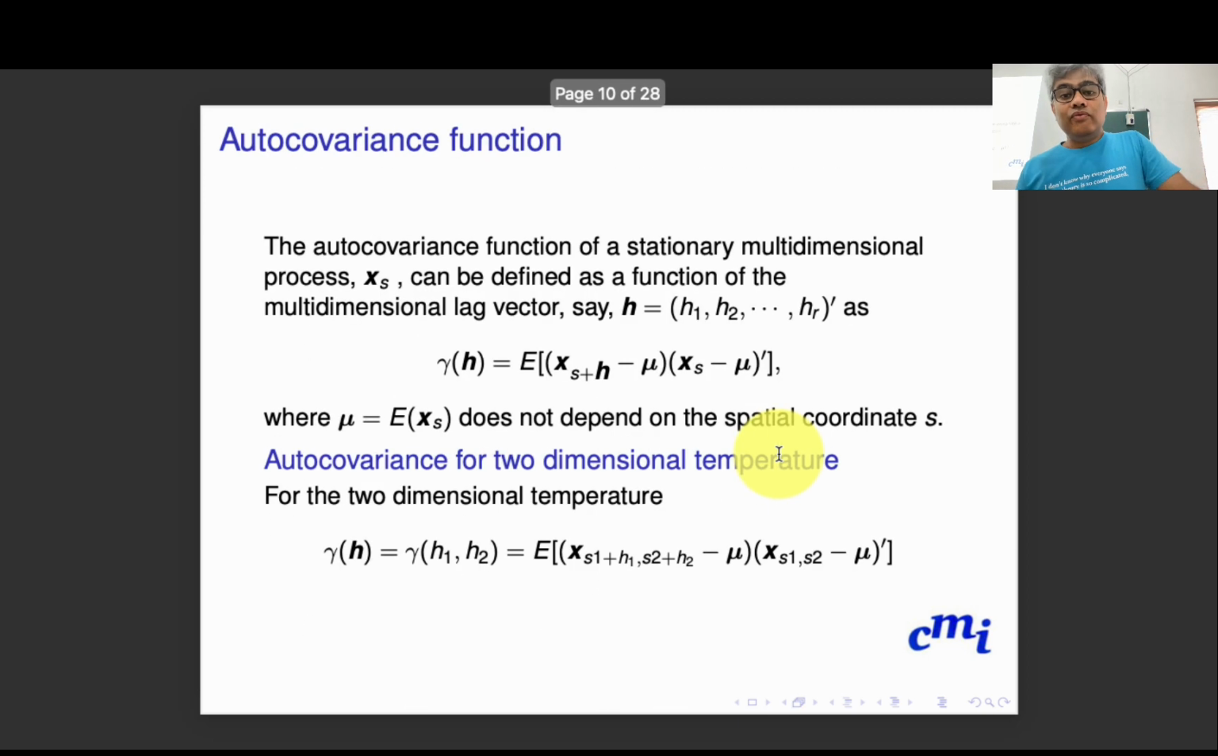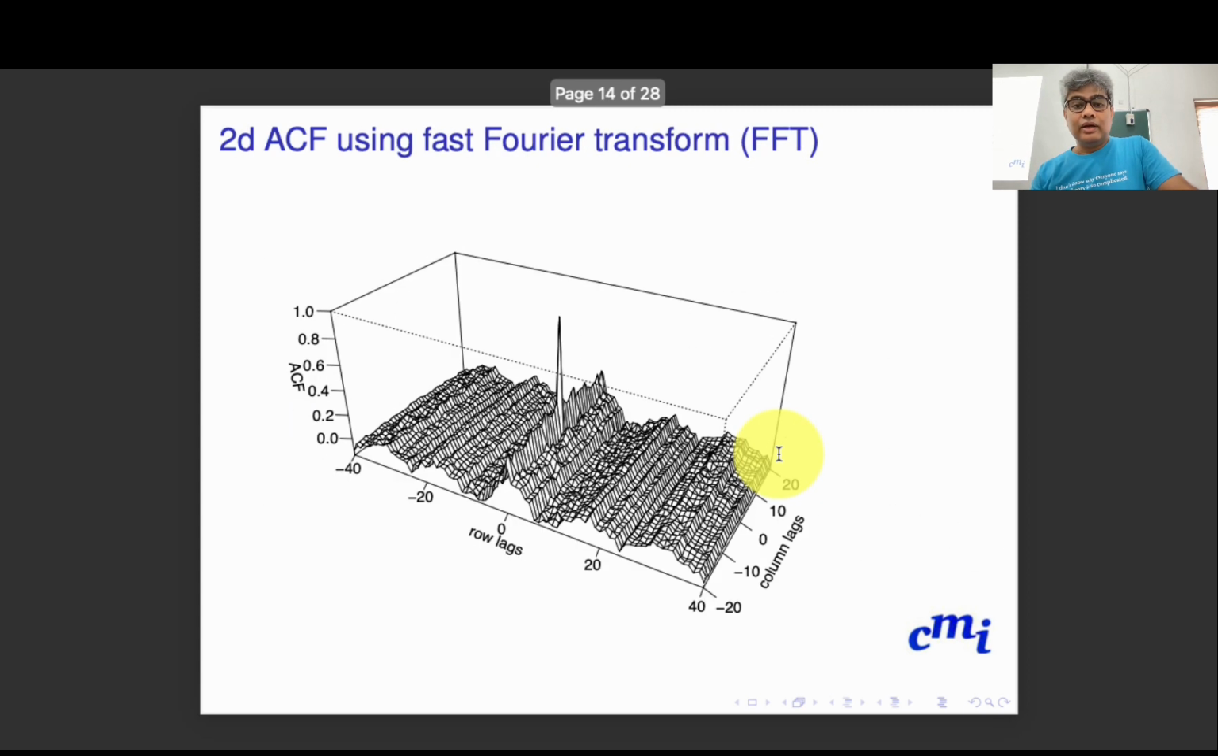But when you finally look into the ACF plot, clearly it looks like in the row direction you have the periodicity, and in the column direction you don't have the periodicity. The periodicity is not in the column direction, it is in the row direction. Now the question is obviously how we extend that to the higher dimension.